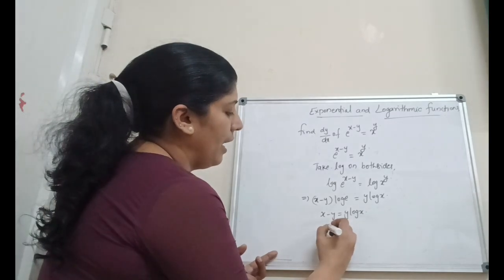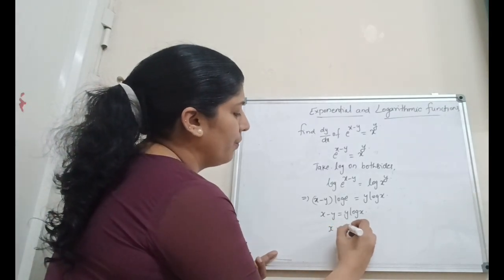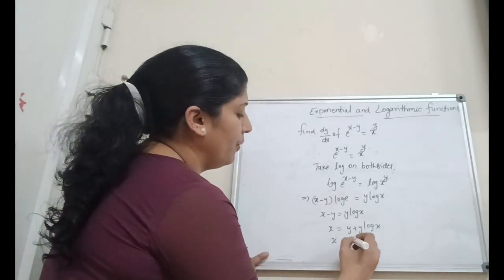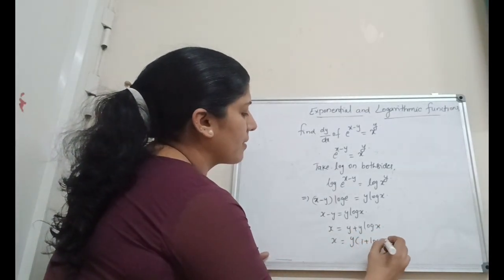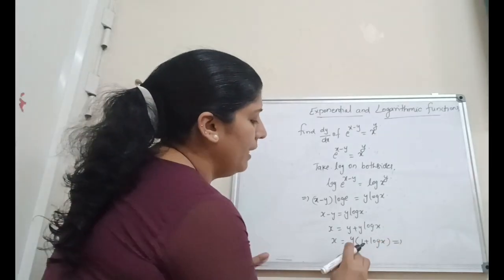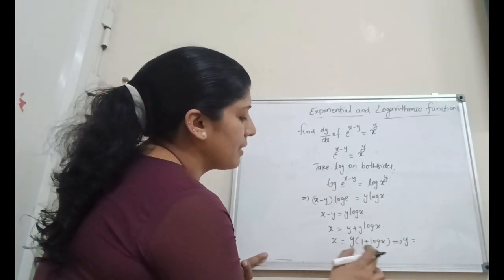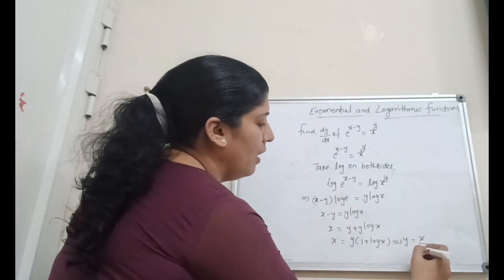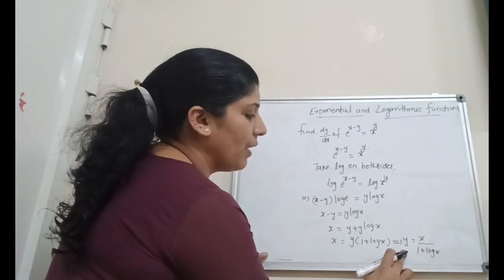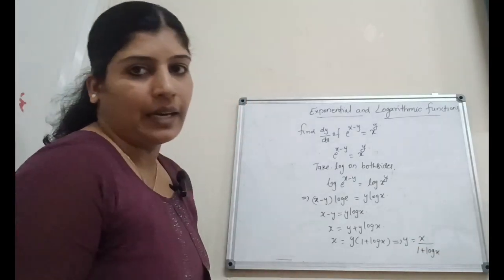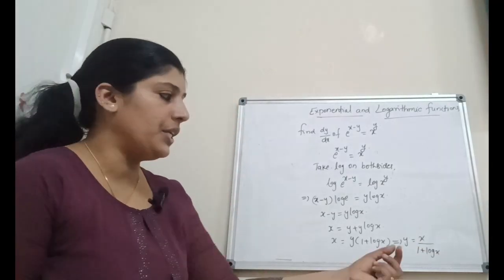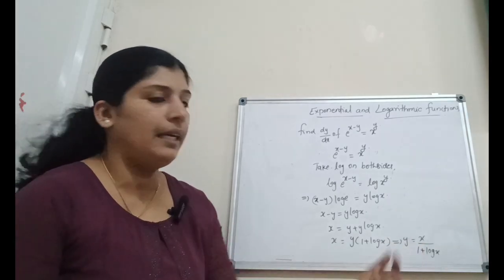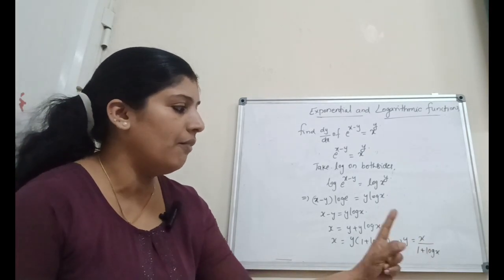Therefore, x equal to y plus y log x. Then x equal to y into 1 plus log x. That implies y equal to what? Here y equal to x by 1 plus log x. That is here the function y is x by 1 plus log x. Next, we have to differentiate with respect to x on both sides. That is dy by dx equal to d by dx of x by 1 plus log x.